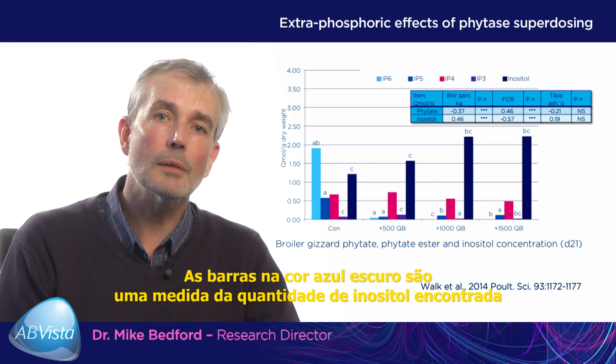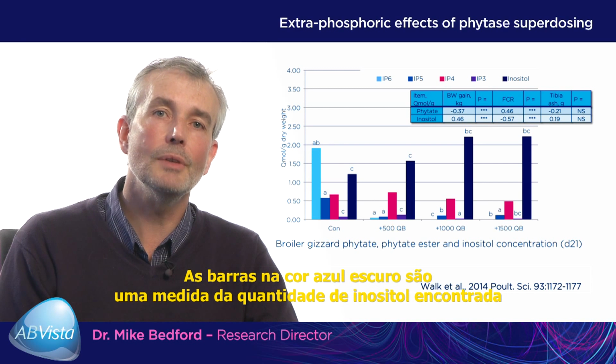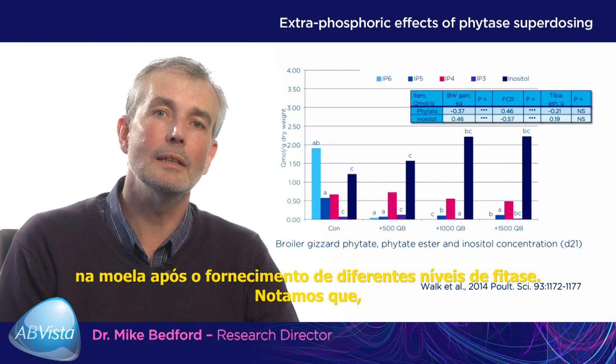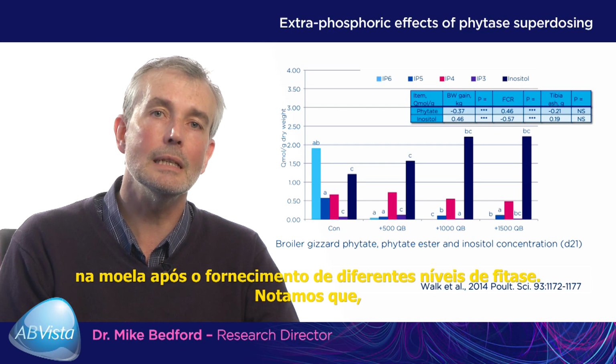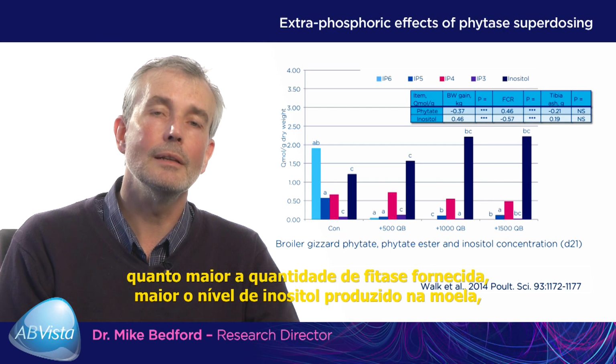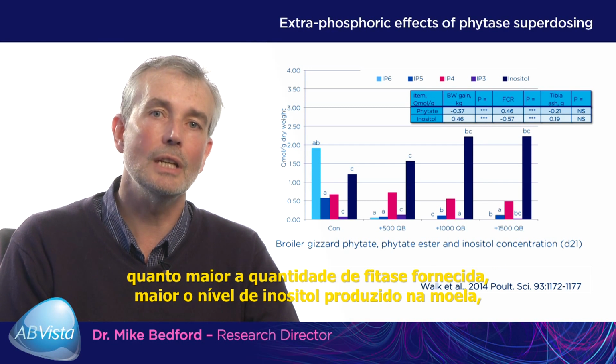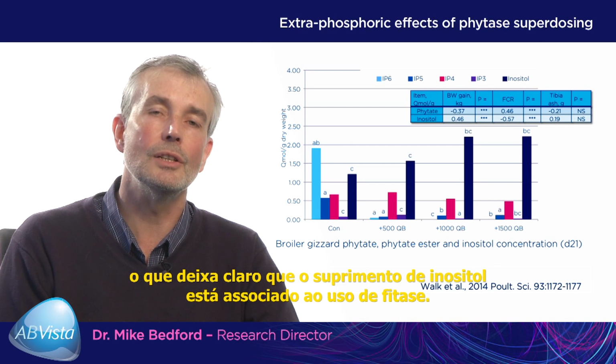And if you look at the very dark blue bars, this is a measure of the amount of inositol we found in the gizzard when feeding these various levels of phytase. And you can see the more phytase that is fed, the higher the level of inositol generated in the gizzard. So there clearly is inositol provision when we use a phytase.